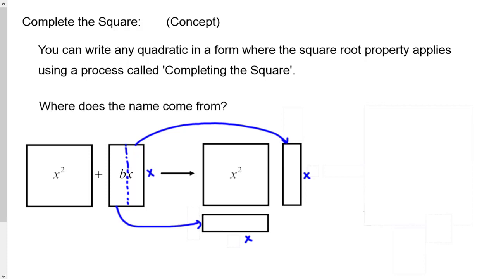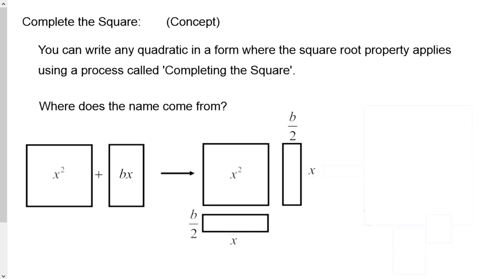But the other length here is b divided by 2 for each one of those. I've kind of covered up my division symbol, but let me get rid of this stuff so you can see it. So this side length is x, that side length is x, and these remaining rectangles are b divided by 2.